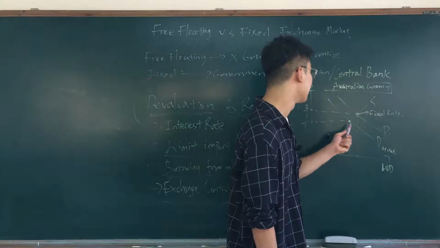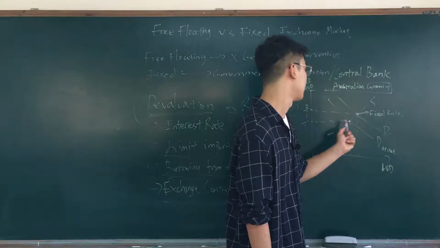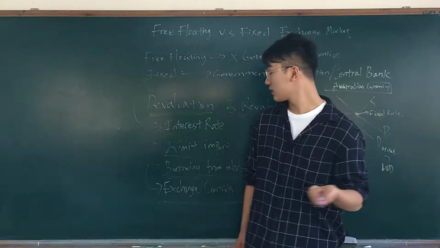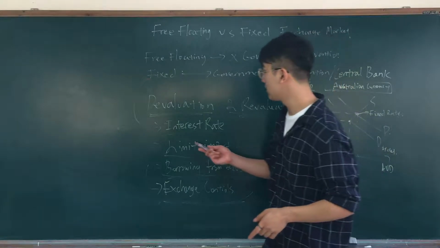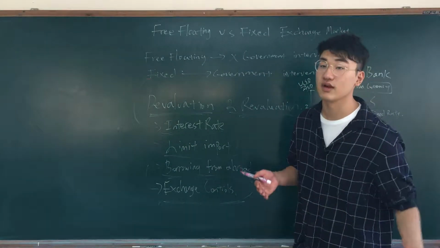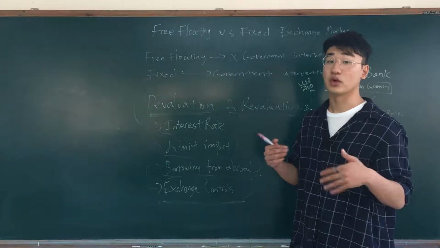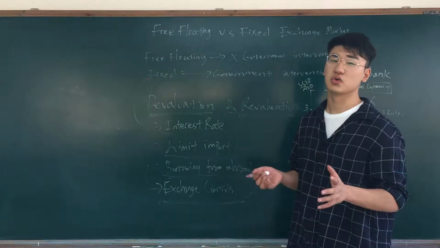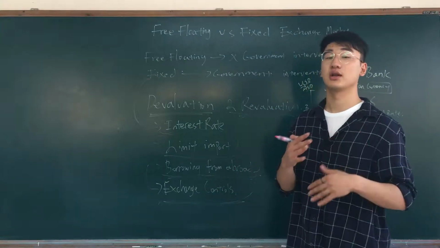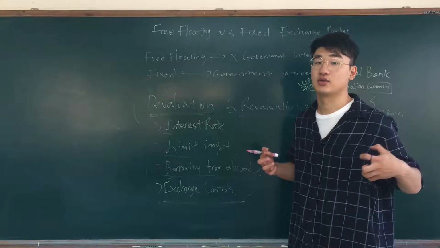So how can they shift this demand curve up here so that they can come back to the fixed exchange rate? Take the first one, interest rate, for example. The Australian central bank can raise the interest rate. What happens if they raise the interest rate? It will attract foreign investors to obtain Australian dollars so they can use them to get a higher return.